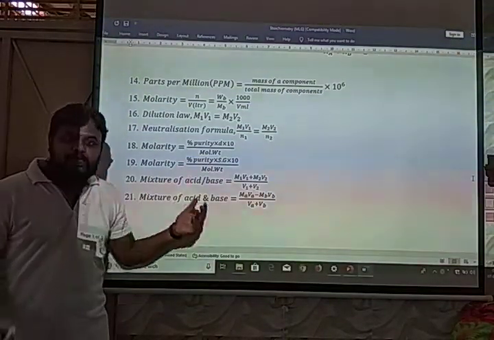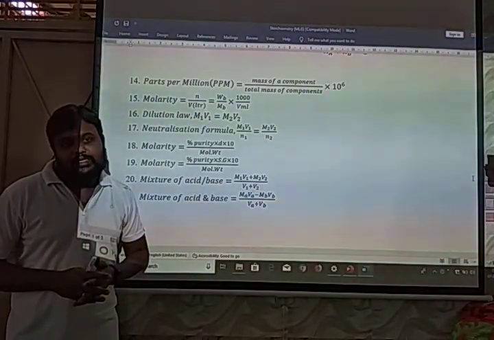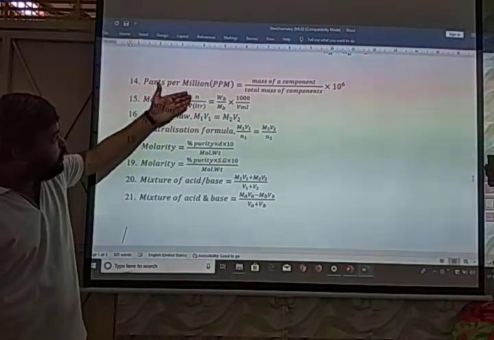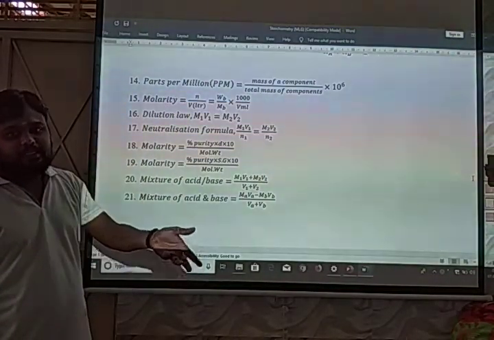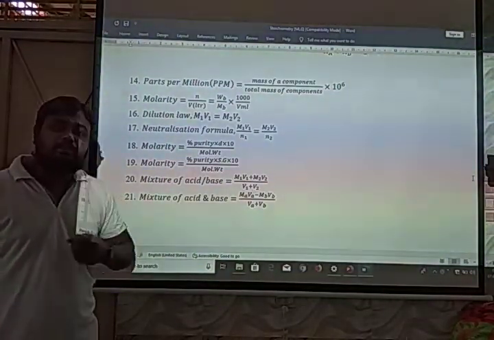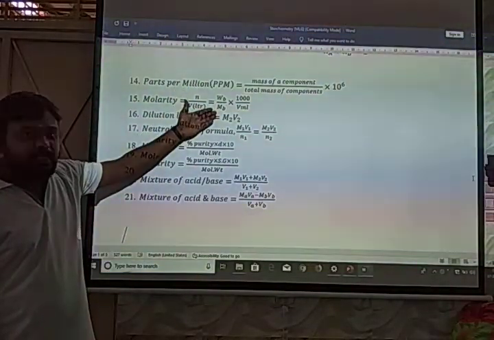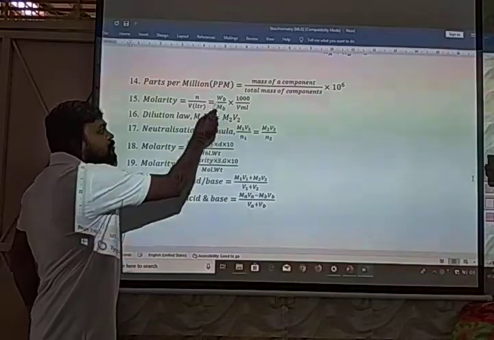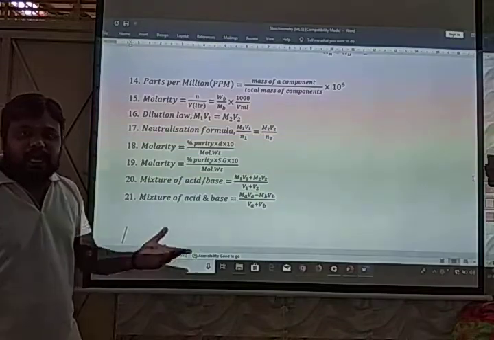Similarly, for JEE and NEET, we have another important point called normality. If you want to find the normality, in the case of molarity we take the number of moles by volume in liters. Similarly, in the case of normality, we take the number of gram equivalents divided by volume in liters. Gram equivalent can be calculated using the formula weight of solute divided by equivalent weight; instead of molecular weight, as in the case of molarity, we have to take the equivalent weight. We already discussed that.